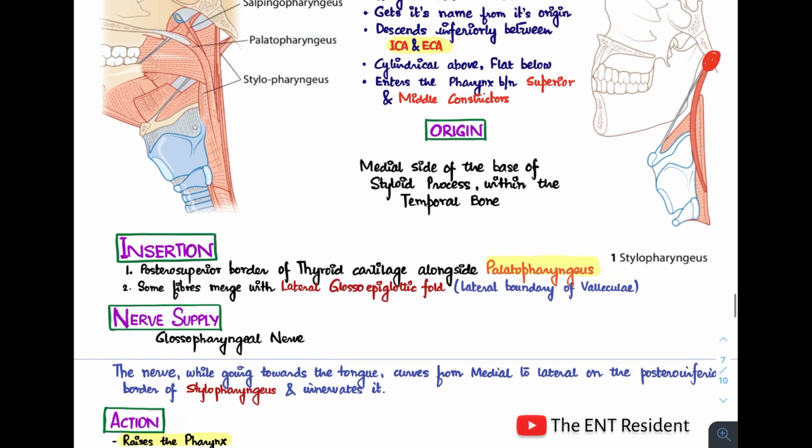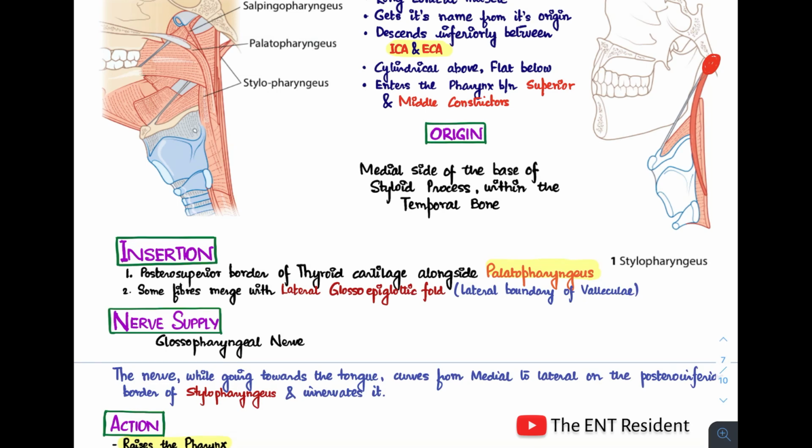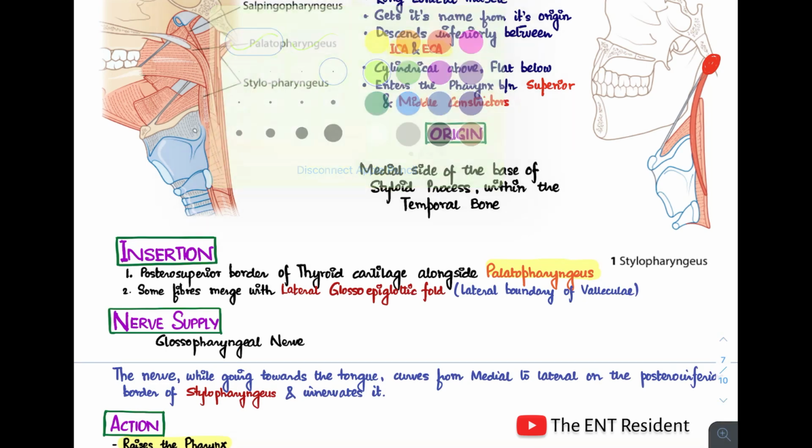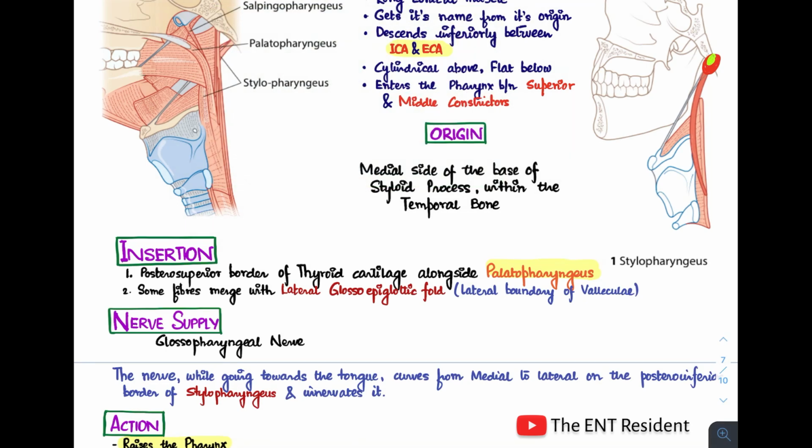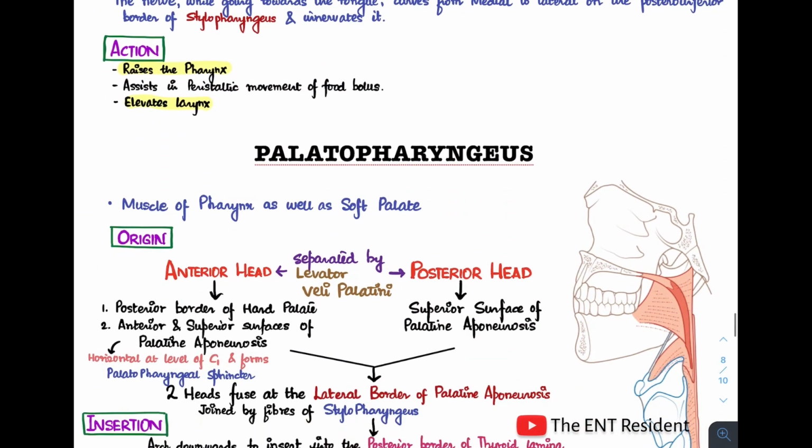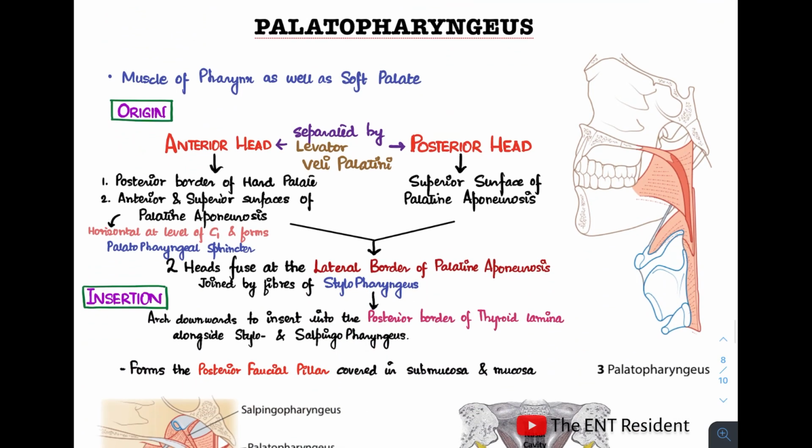So as you can see, this is the stylopharyngeus muscle. This muscle gets its origin in the styloid process, passing down to get inserted into the thyroid cartilage alongside the palatopharyngeus muscle. Next, we head on to palatopharyngeus. Now, this palatopharyngeus muscle is not only a muscle of the pharynx, but it also constitutes some part of the soft palate.